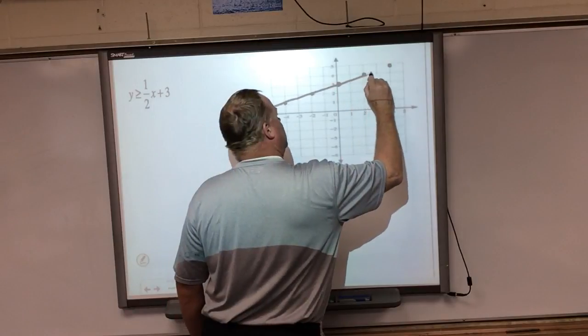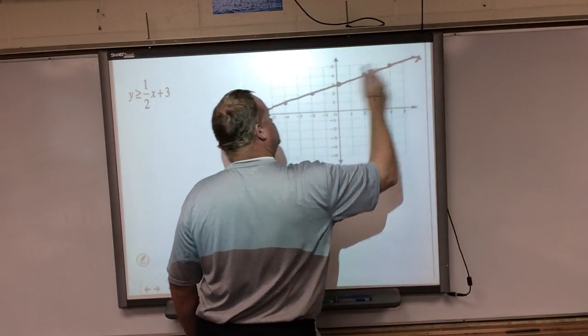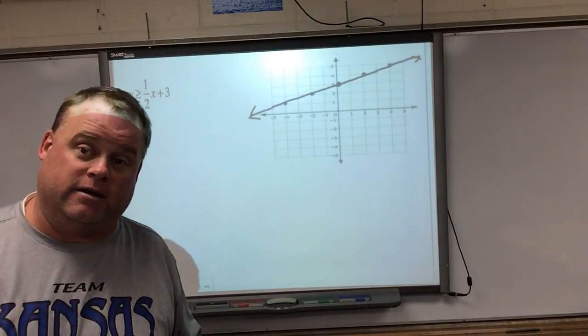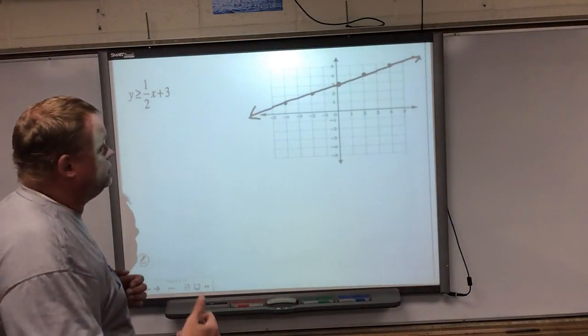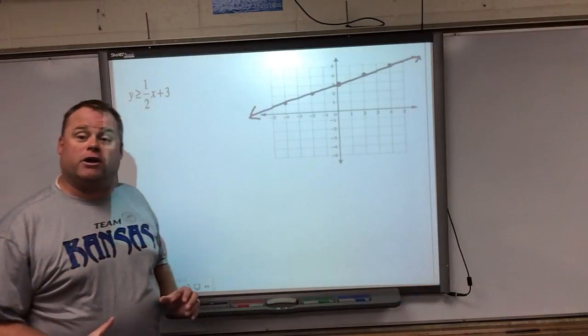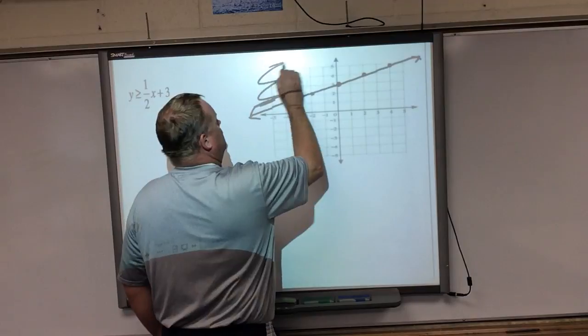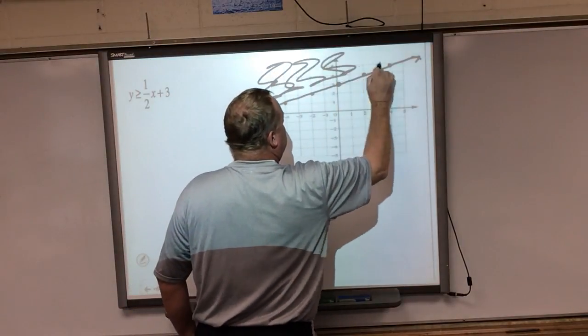It's a solid line because my inequality is an equal to, not a dashed line because it isn't just greater than. It is a greater than or equal to. And I want to be greater. Greater is above the line. So I'm going to shade here.